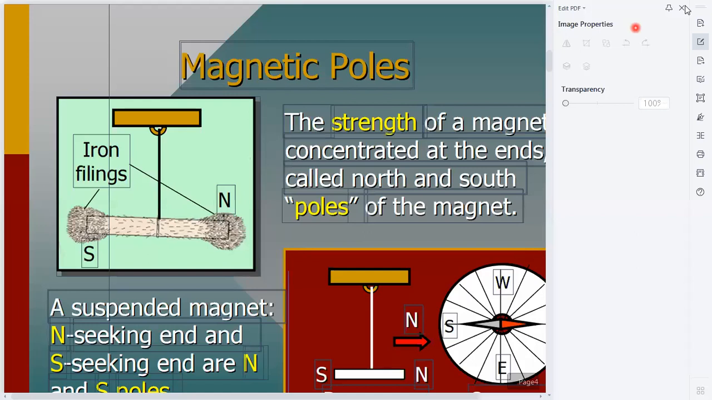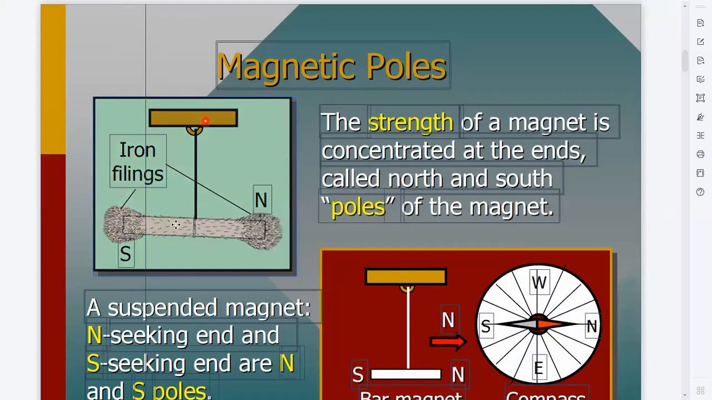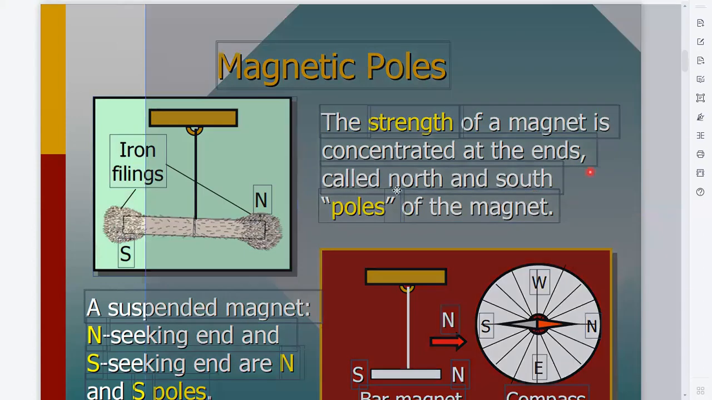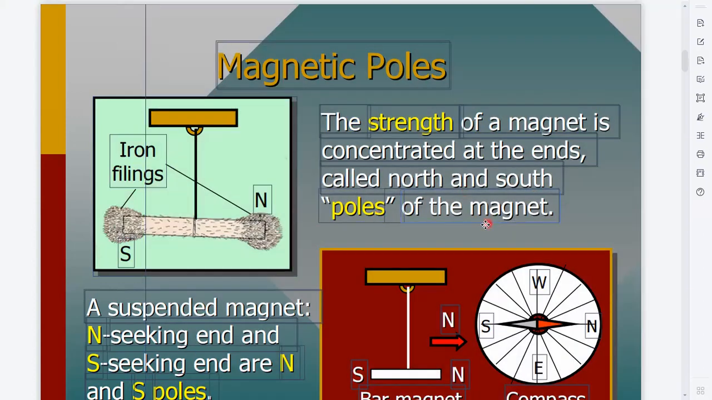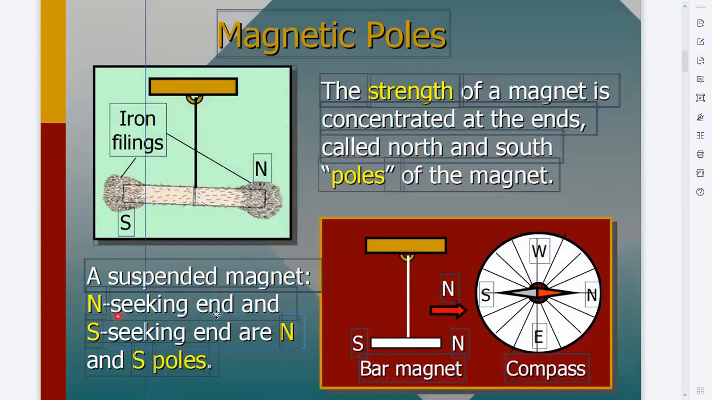Now, what are the magnetic poles? You must know that if we suspend a magnet from a pulley, it will attract iron filings. The strength of a magnet is concentrated at the ends, called the north and south poles of the magnet. A suspended magnet has a north-seeking pole and a south-seeking pole.